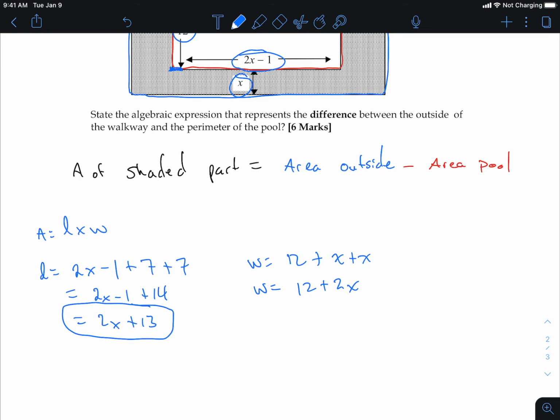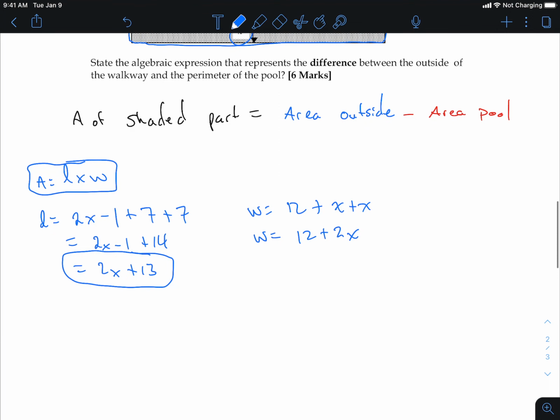What are we after? The area. Okay. How do I get the area? It's telling me to multiply length times width. So area outside is equal to 2x plus 13 multiplied against 2x plus 12.